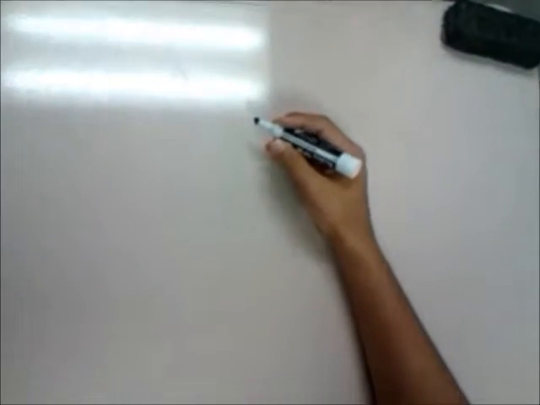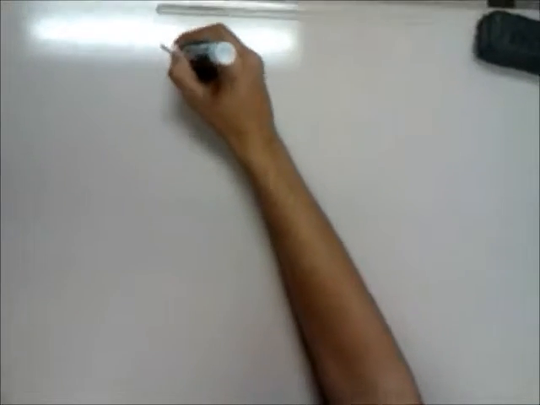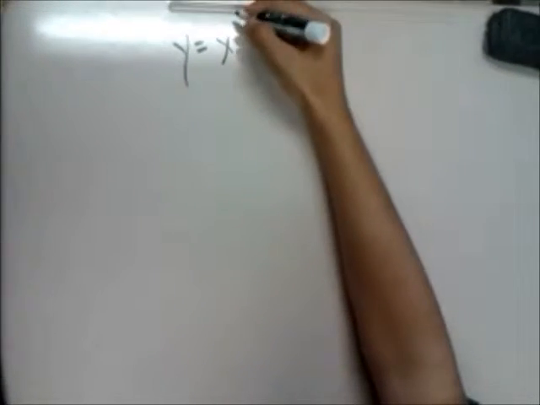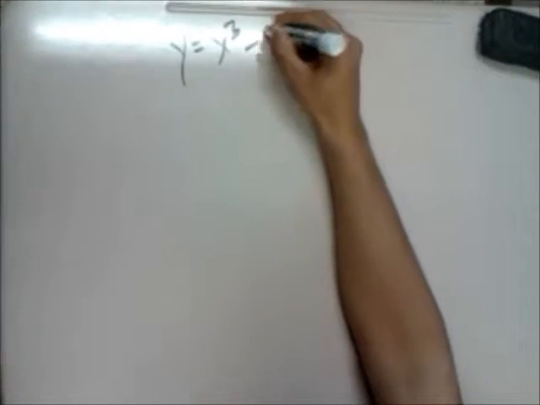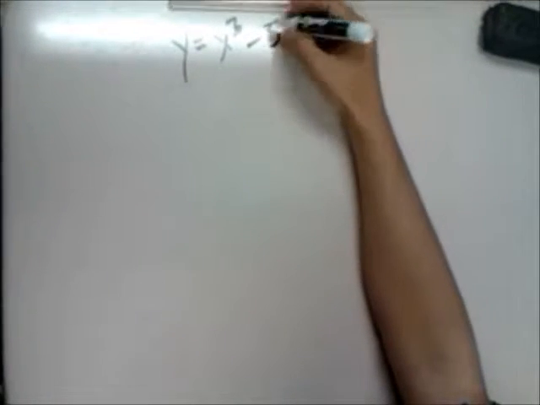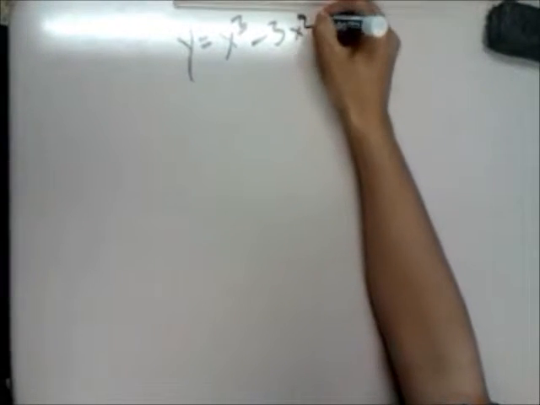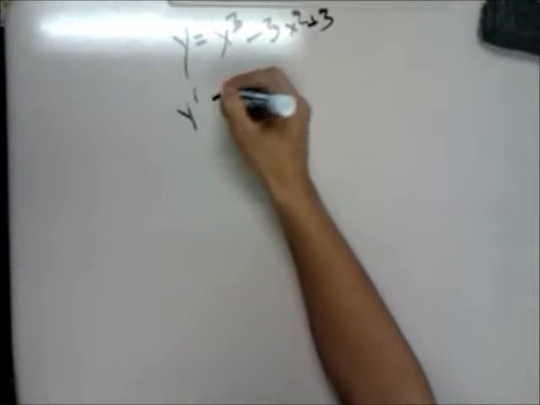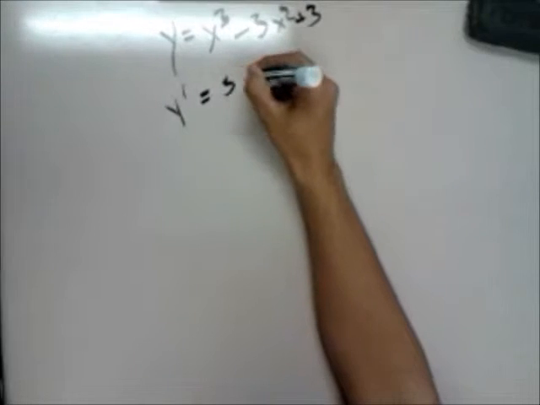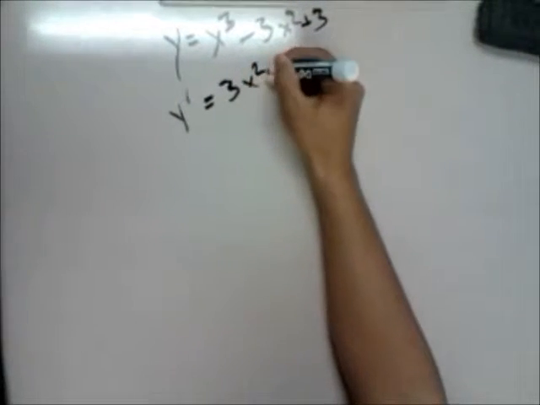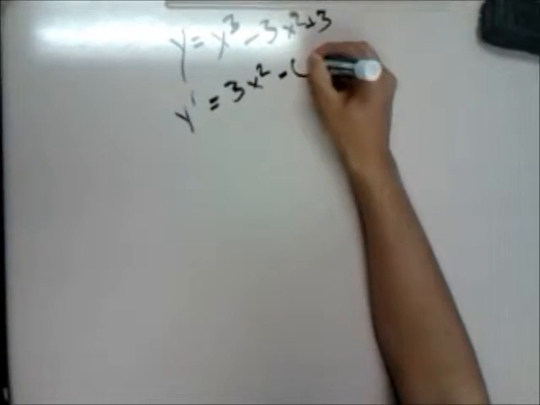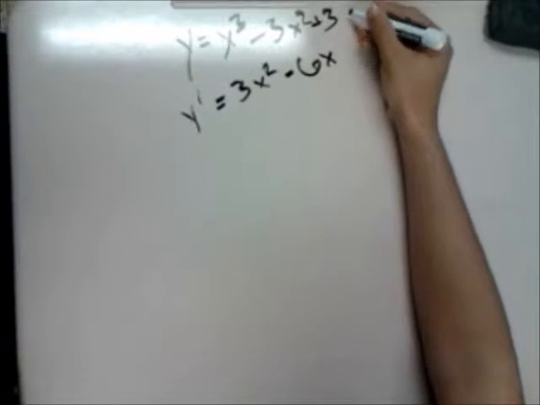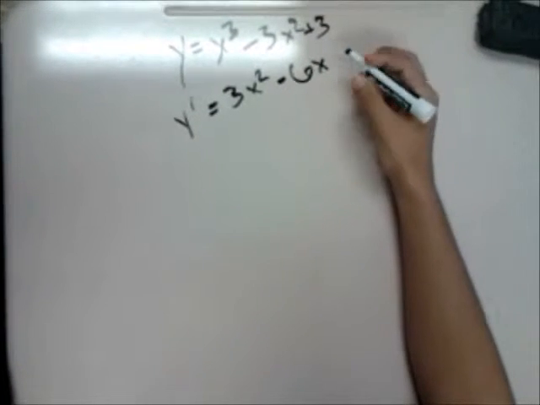Okay, so now we're gonna do one that's a little bit harder, but it's still pretty easy. I mean, finding critical numbers is really easy. So we're gonna do this equation: y is equal to x cubed minus 3x squared plus 3. Now you find the derivative, which is 3x squared minus 6x. And this 3 just goes away because it doesn't have a variable.